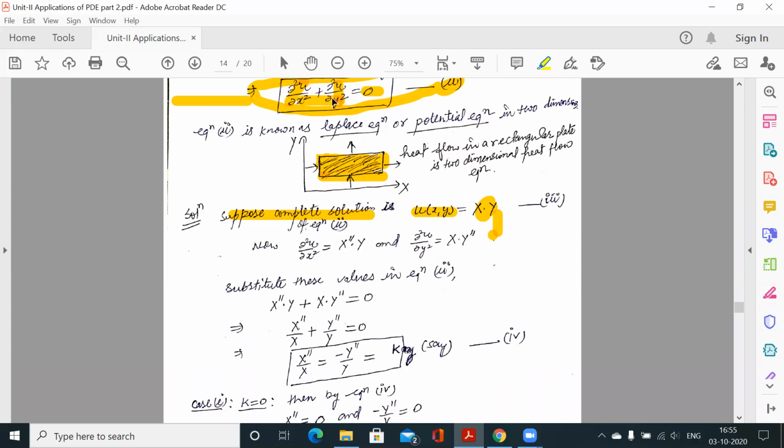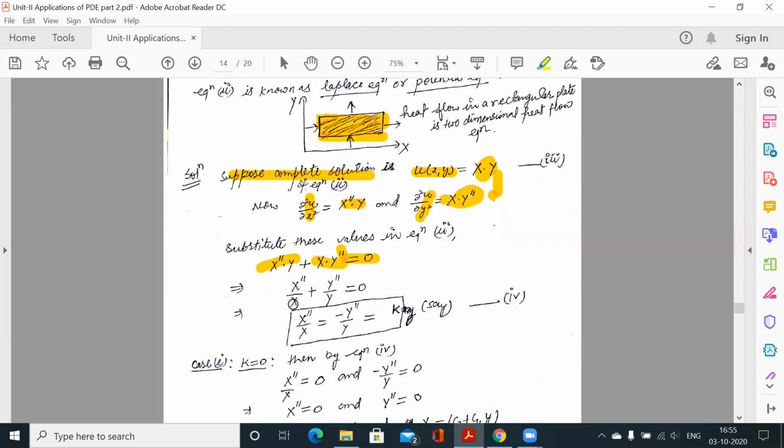So we have to substitute this in the Laplace equation, where we need two derivatives, del 2u del x square and del 2u del y square. So del 2u del x square is X double dash Y, and del 2u del y square is X Y double dash. Clear? So now substitute these values. What we will get: X double dash Y plus X Y double dash is equal to 0.